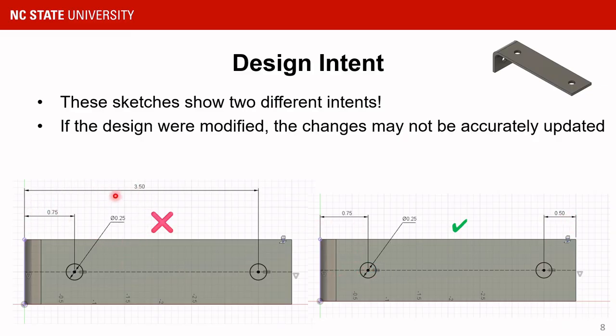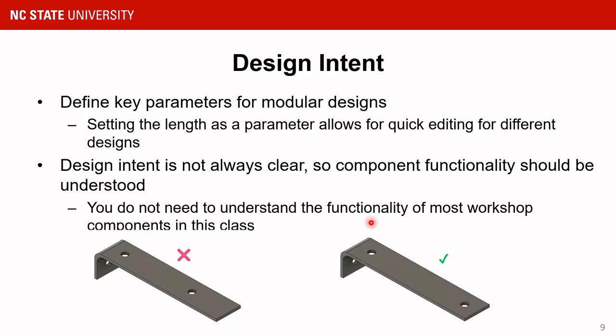We don't necessarily care about the distance of the right-hand hole from the left side, even though we've dimensioned it here. And even though in this case, with this current length, these holes are in the same spot. If we go to a longer length of bracket, you can see on the left-hand version, the hole has not transferred, versus on the right-hand, it has transferred.